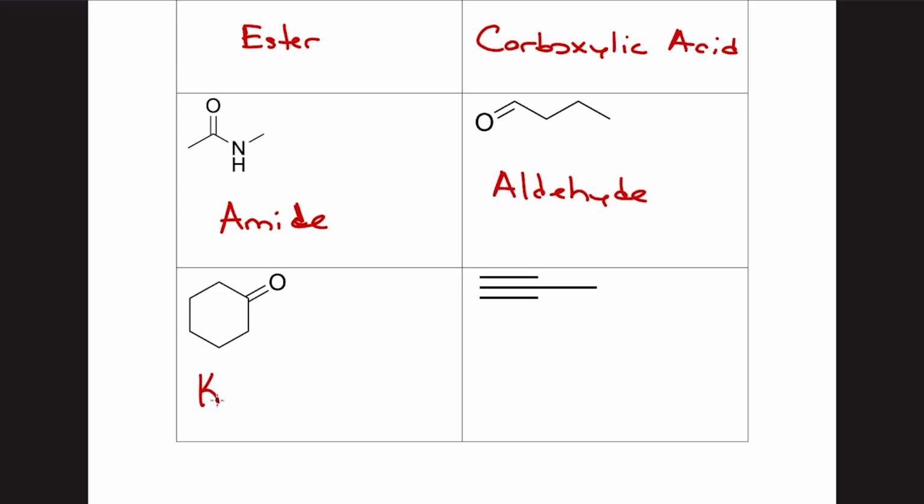And so if you remember, the key goes in the middle of the lock. This is a ketone. The next problem, I see a hydrocarbon, right? Nothing else going around but carbon and hydrogen. I see this triple bond, and so I know that it is an alkyne.